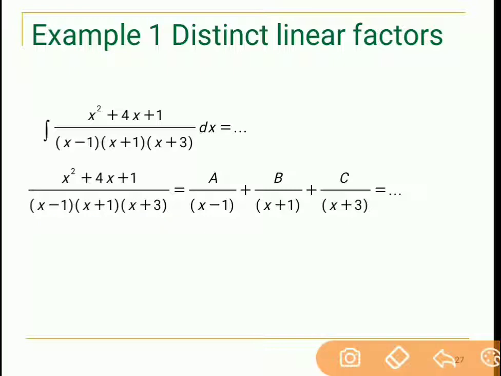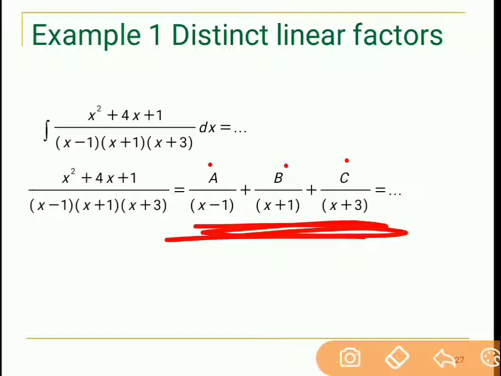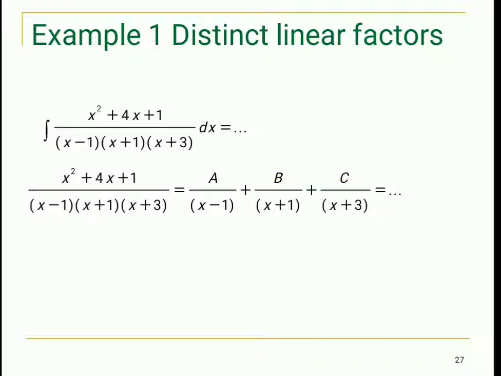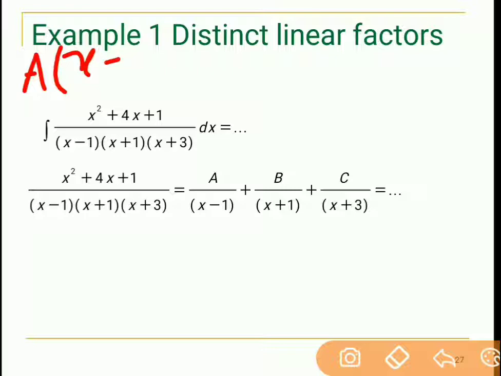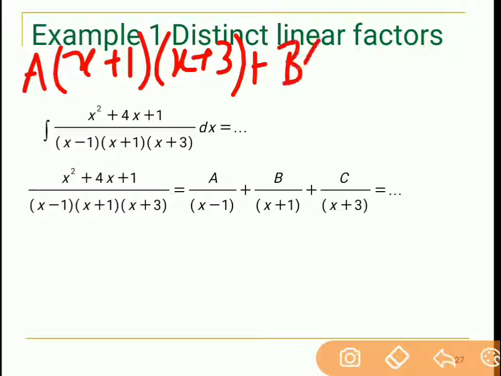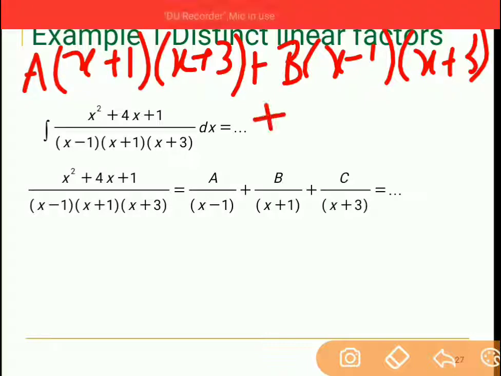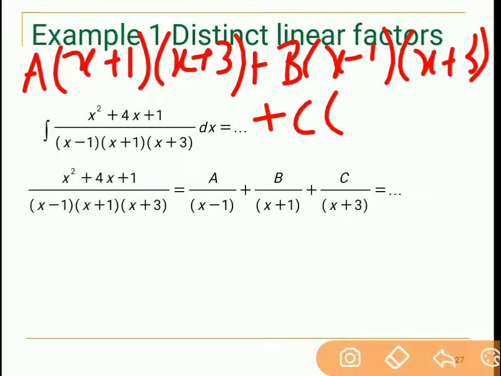Now, to find out the values of A, B and C, these constant terms, we have to take the LCM of this equation. Once you take the LCM, in the denominator you will get (x minus 1) into (x plus 1) into (x plus 3), where in the numerator you will get the terms related to A, B and C. So if I take the LCM, you will get A into (x plus 1) into (x plus 3), plus B into (x minus 1) into (x plus 3), plus C into (x minus 1) into (x plus 1).